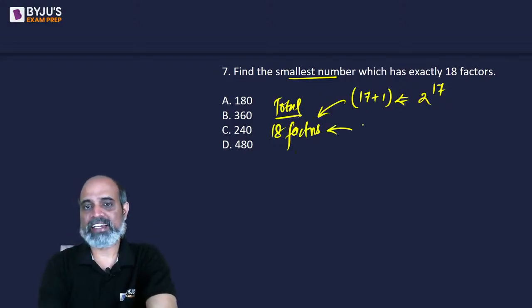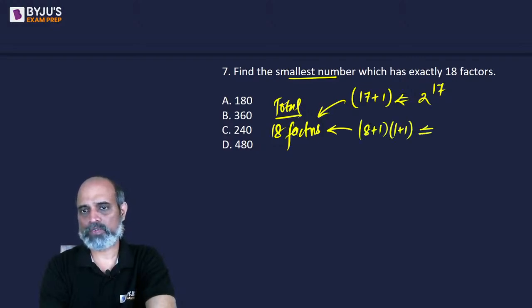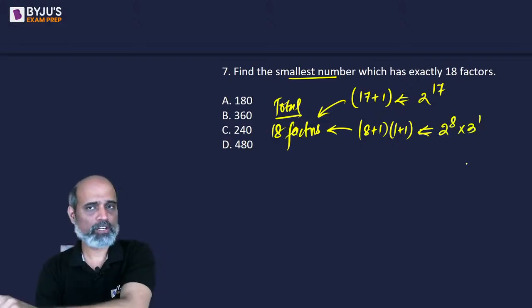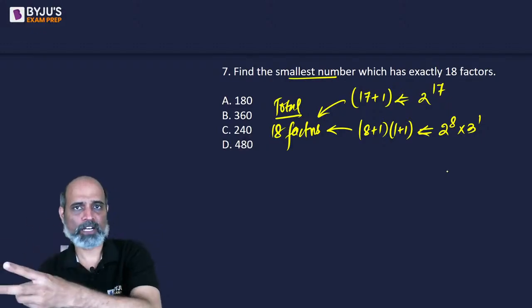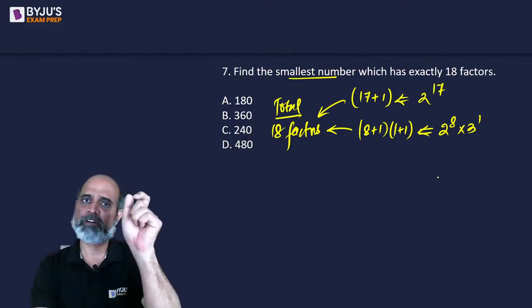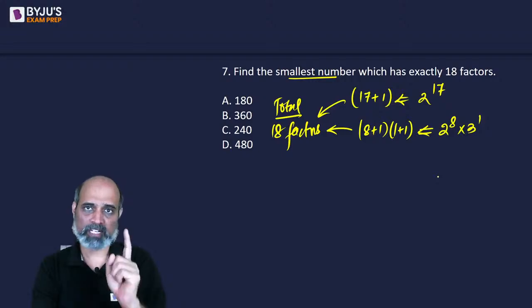The other way is 18 can be written as 9 into 2, which can be written as 8 plus 1 into 1 plus 1. This will come from 2 to the power 8 into 3 to the power 1. You can check it in reverse. If the number is 2 to the power 8 into 3 to the power 1, the number of factors will be power plus 1 into next power plus 1. That is 9 into 2, 18.